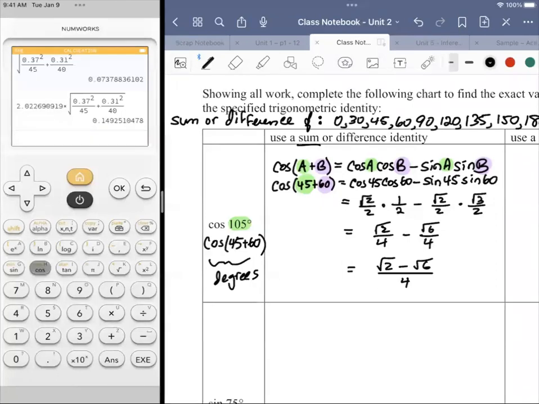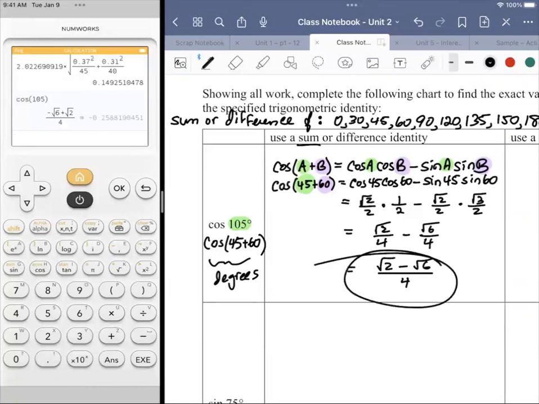So then I type in cosine 105, the original problem. NumWorks is really nice. They get you right to this answer here. They don't show you the steps though. And you're going to have to show the steps for a question like this on the test.